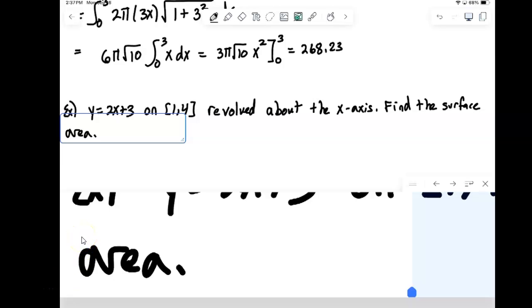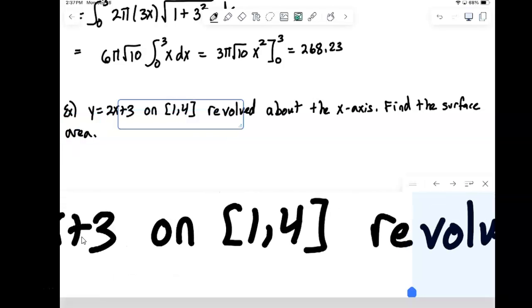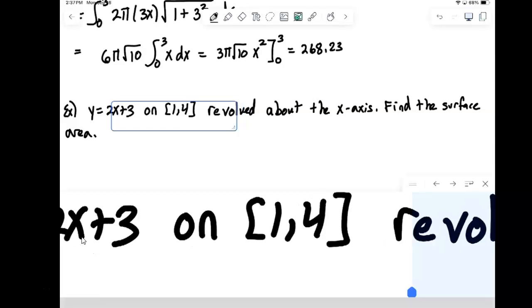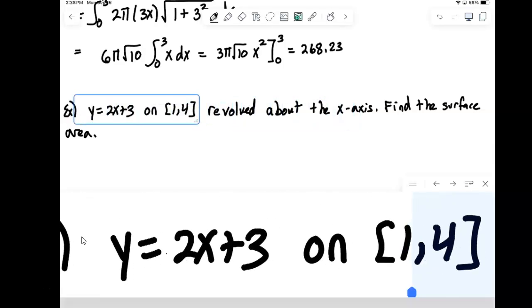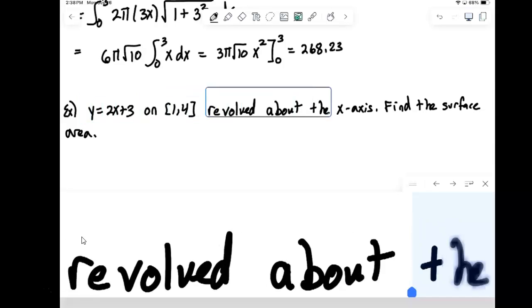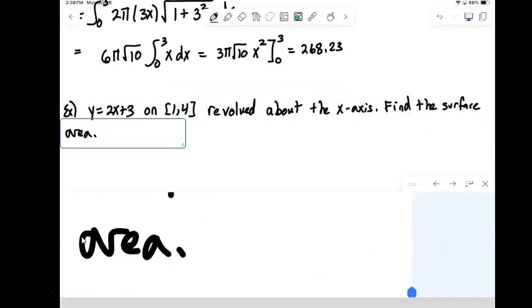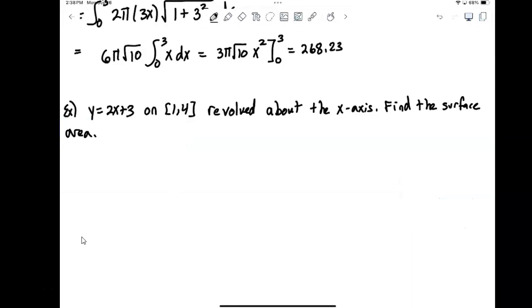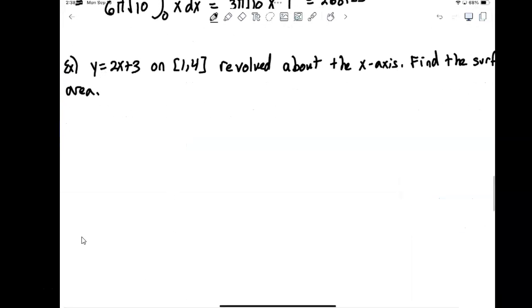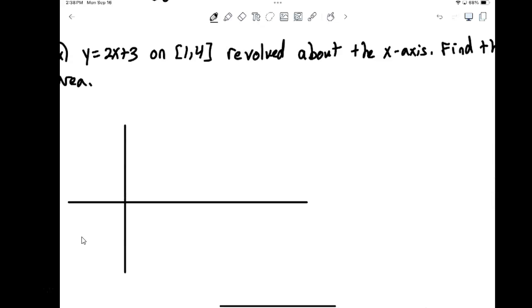Okay, so here we're given the straight line y equals 2x plus 3, limited to the interval 1 to 4, and we're going to revolve that region about the x-axis to generate a solid. And we want to find the surface area of that solid. So first let's just draw a rough picture here, so we can see what we're dealing with.